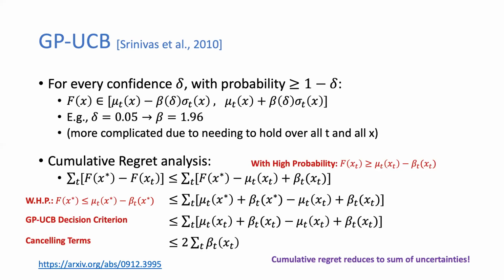This gives you a flavor of the types of theory that are used to analyze and understand these types of algorithms. Another way of saying this is that given a result like this, no matter what capital F is, no matter what x star is, I know that I will be able to get close to it, and my gap is upper bounded by the sum of my uncertainties.